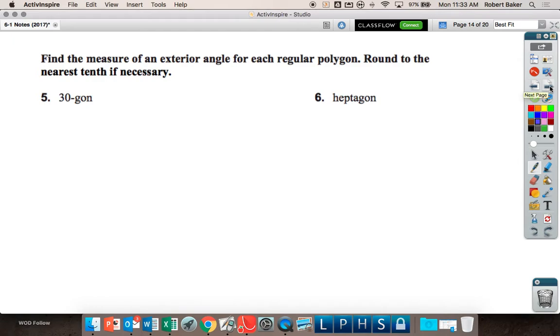I'm going to give you a gift here. It says, find the measure of the exterior angle, round to the nearest tenth if necessary. So I'm giving you a 30-gon. I want to know how big is one exterior angle. So what is the process you're about to embark on?